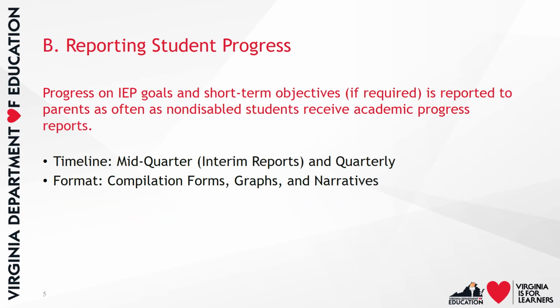Progress on IEP goals and short-term objectives, if required, is reported to parents as often as non-disabled students receive academic progress reports. A timeline such as mid-quarter interim reports or quarterly report cards in a format such as compilation forms, graphs, or narratives should be indicated.